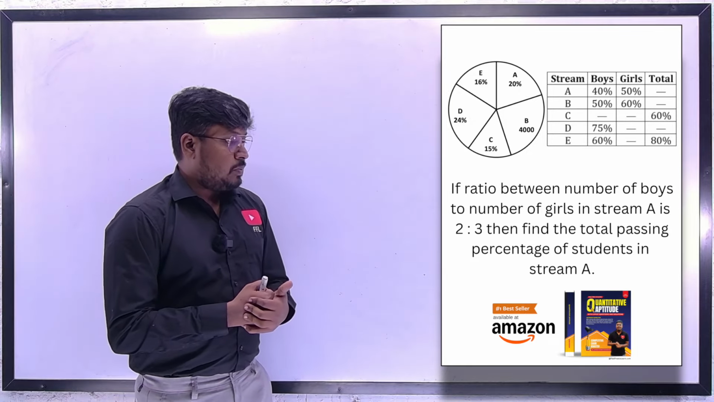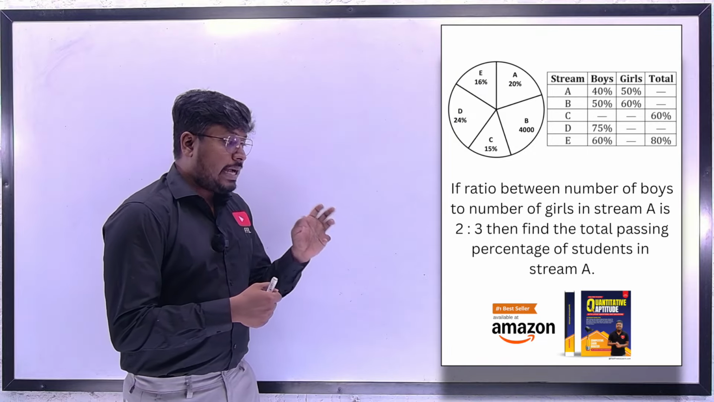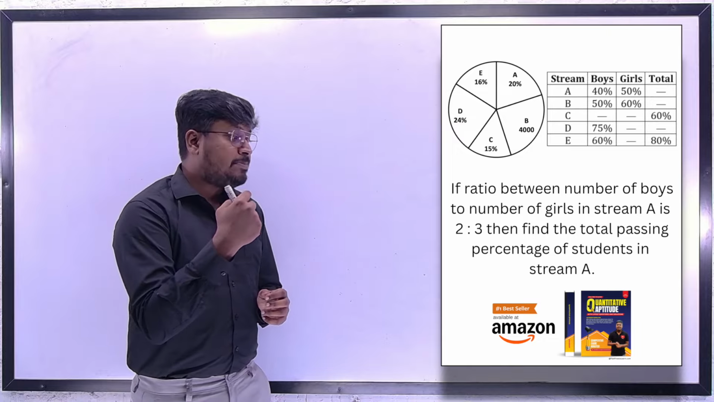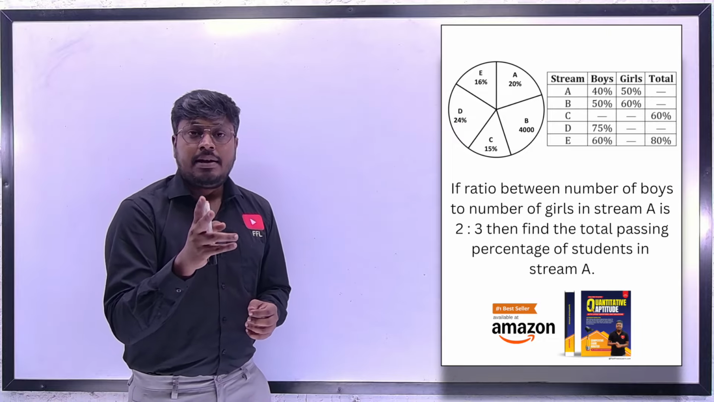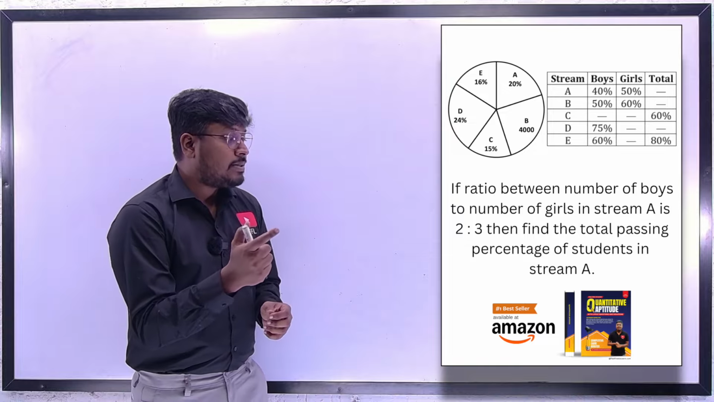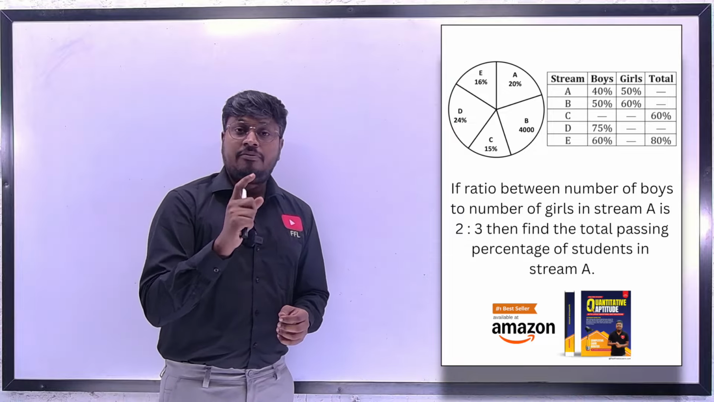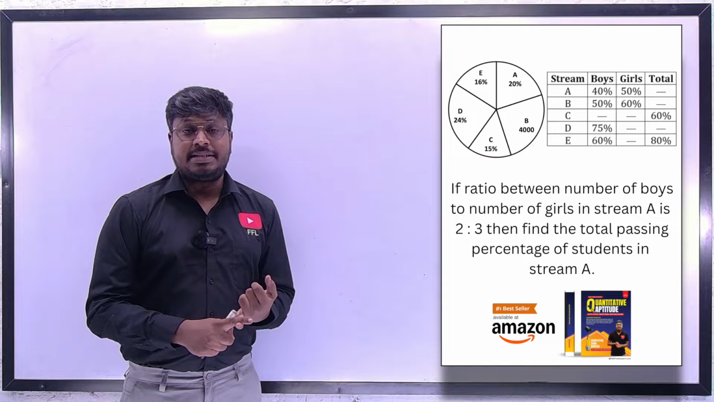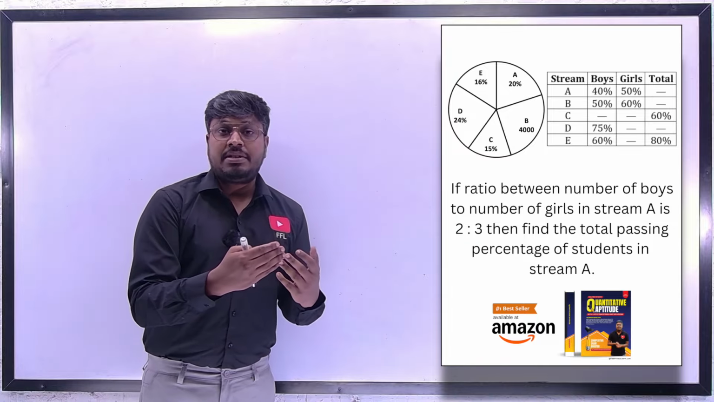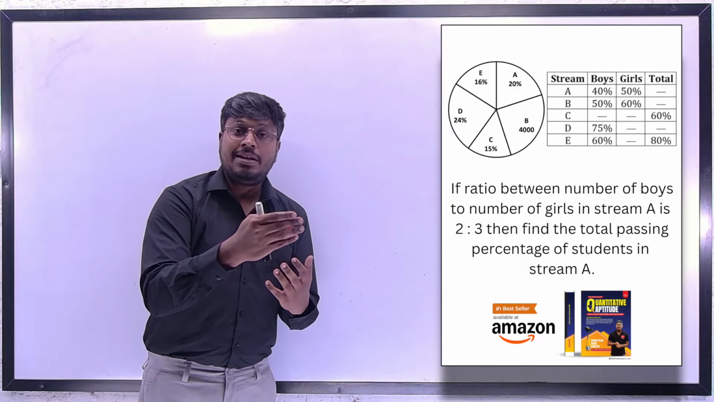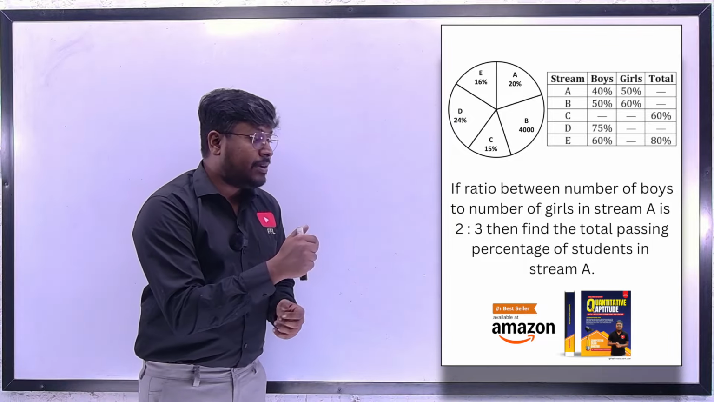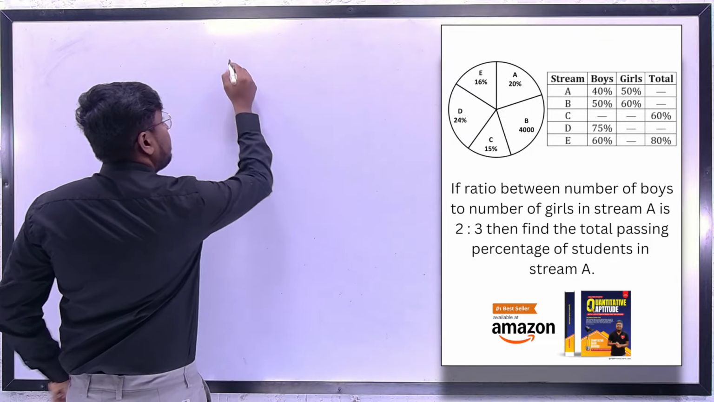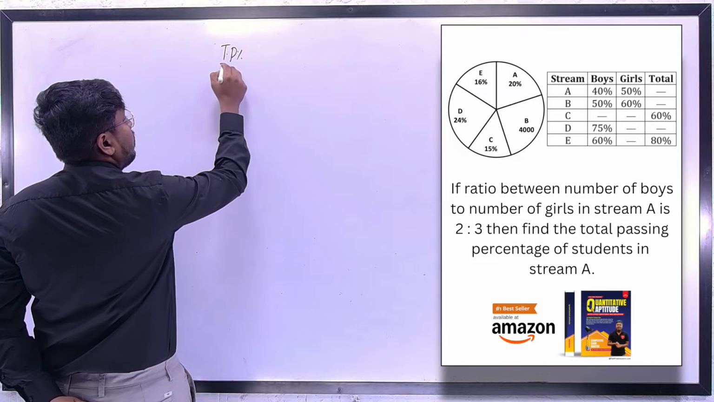So question number 2. The ratio of the total number of boys and girls in stream A is 2:3. So the ratio value has been directly given. 2:3 is the ratio of the total number of, not the passed boys and girls, just the total number of boys and girls from stream A. And what we need to find here is the total pass percentage. So friends, just see here, in the previous question our target was to find the girls' pass percentage, but here our target is the total pass percentage from stream A.